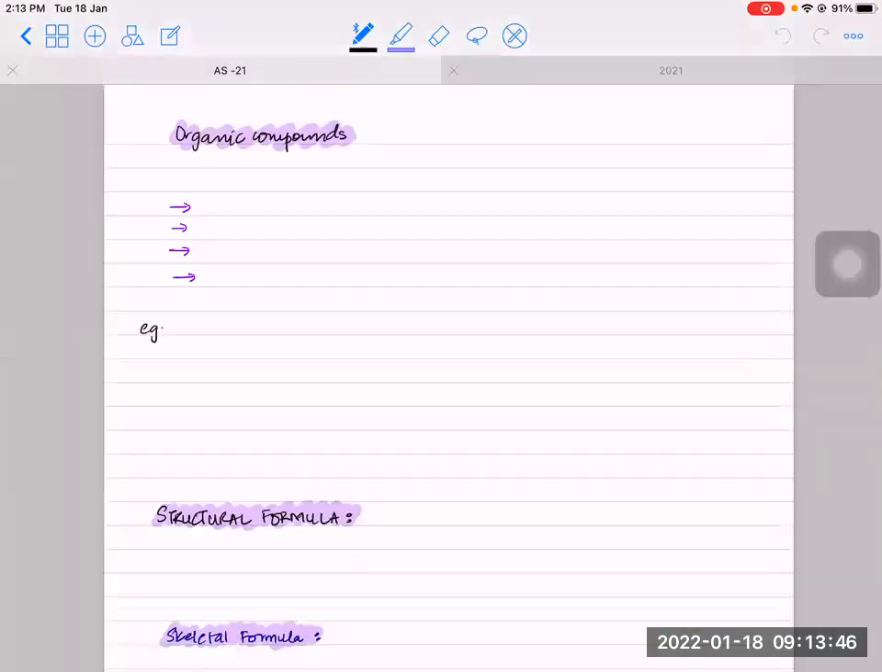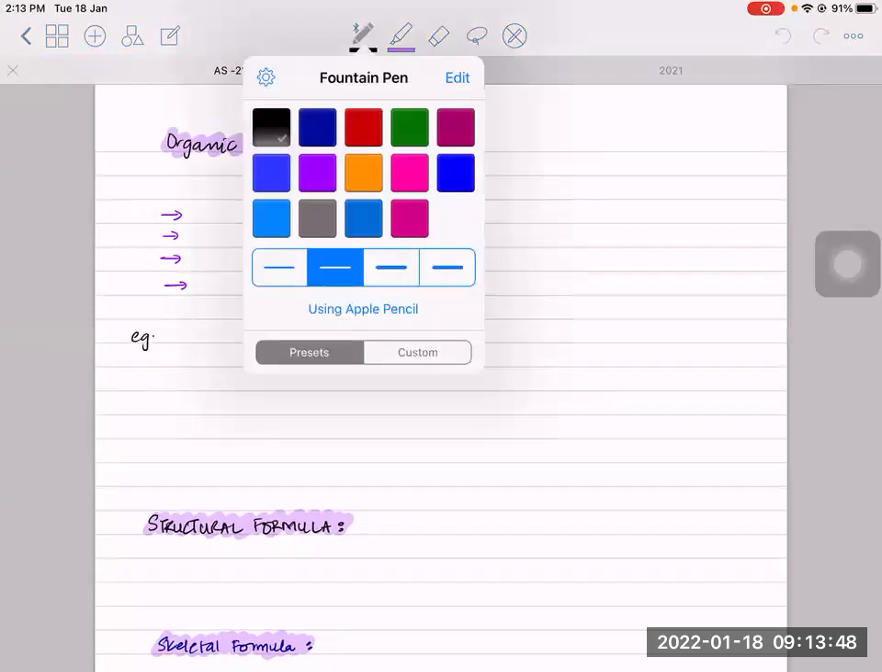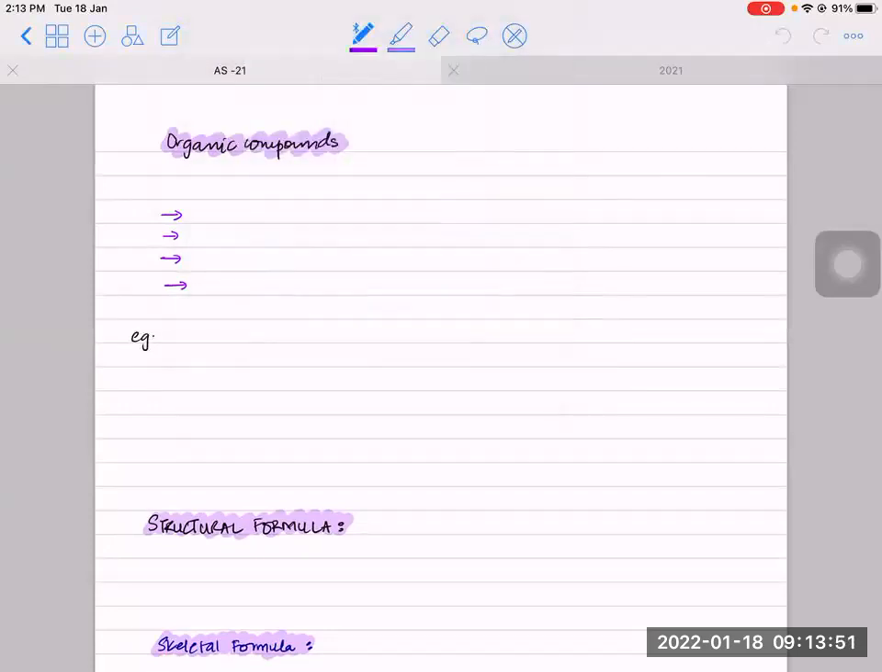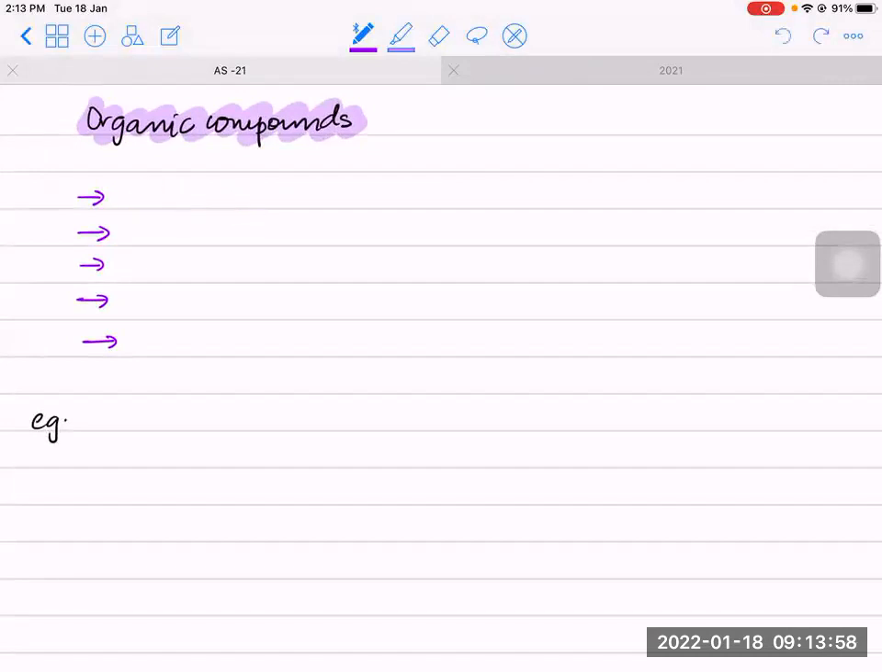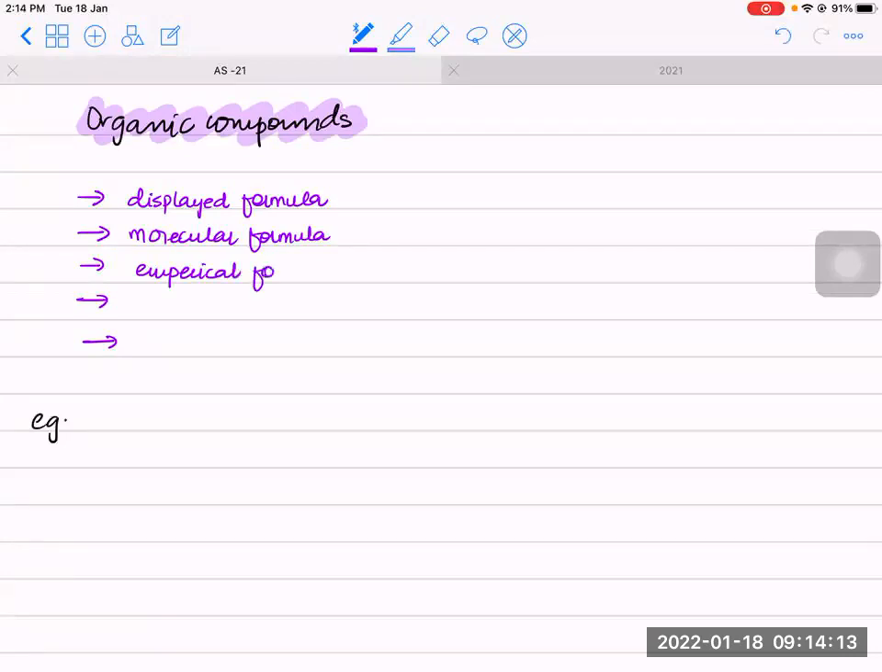Five different ways in which we can show organic compounds. The first is called the displayed formula. Then we have the molecular formula. Then we have the empirical formula. We have the structural formula. And we have the skeletal formula.